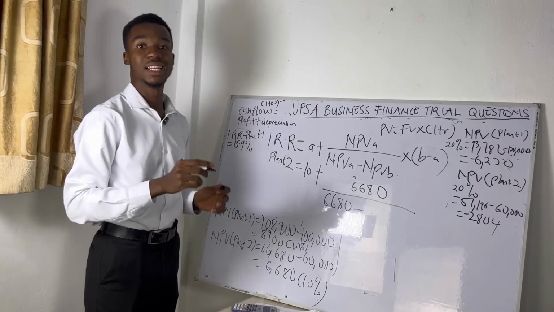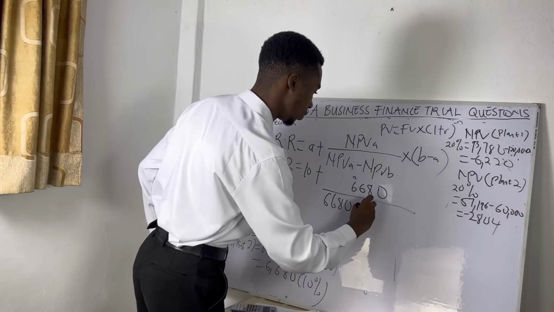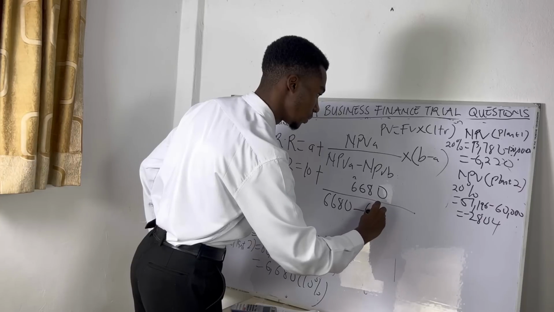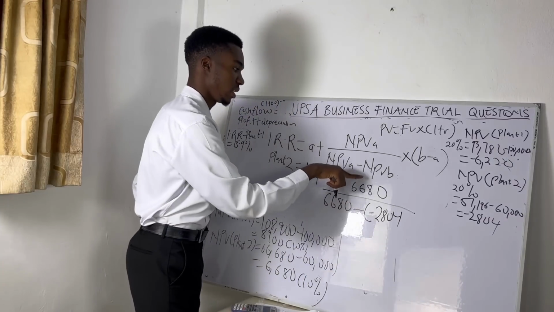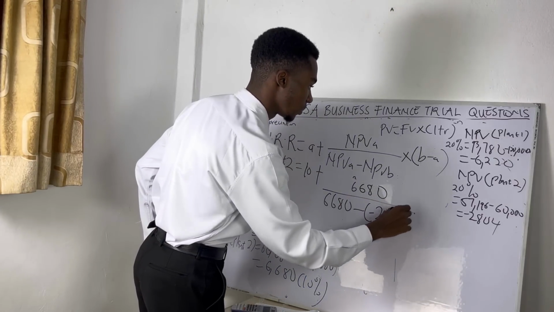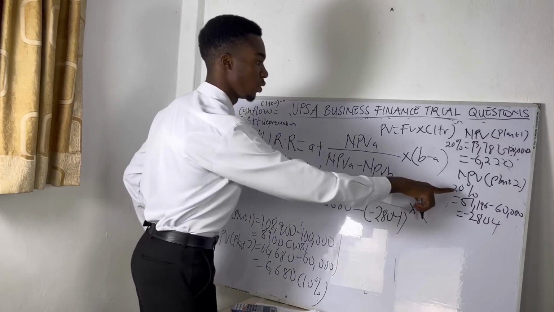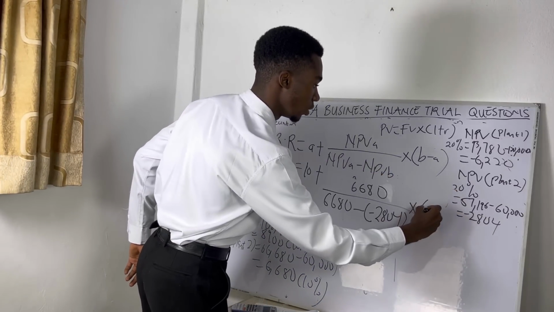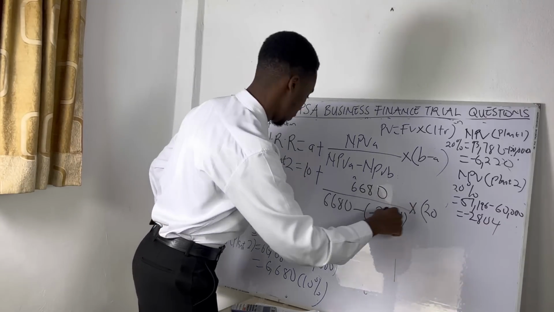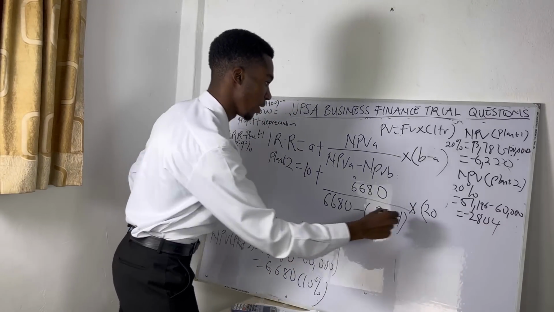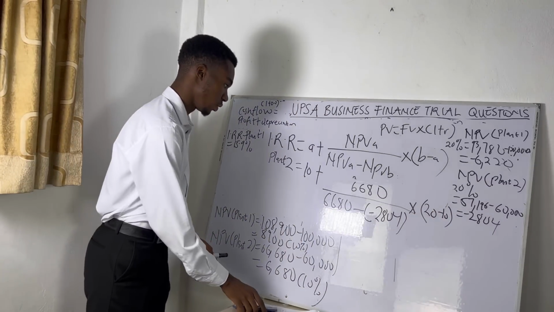The NPVB is the negative NPV. So for plant 2, the negative NPV was this one, so minus in brackets 2,804. It's already minus here and another minus, so we can plus. Then times B, which is the rate that gave you the negative value, and that was 20%. Then A is already here, the rate that gave us the positive, so minus 10. So you're also going to punch everything on the calculator to see what we get.